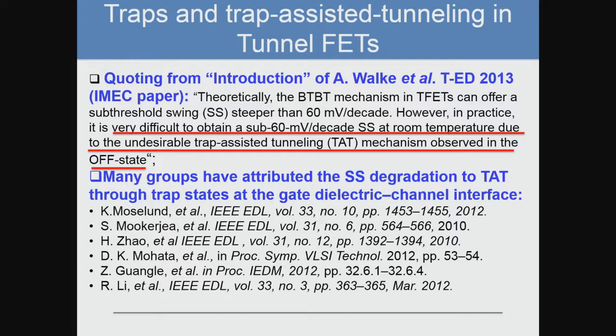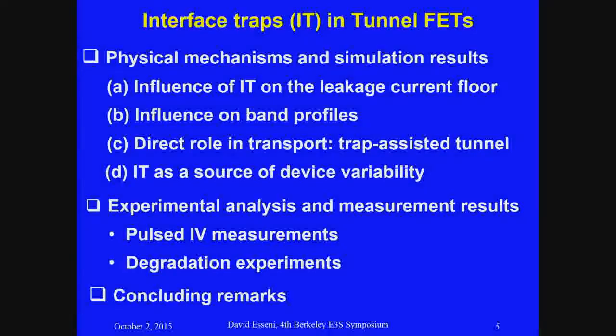It's given as a sort of fact in some of these papers, and that's by no means the only example. There are several papers, mainly experimental papers, notably, I would say, just claiming that traps are one of the main hindrances in the achievement of a subthreshold slope that is better than 60 millivolts per decade. And I think that this is essentially the rationale behind the reason why I'm giving this presentation.